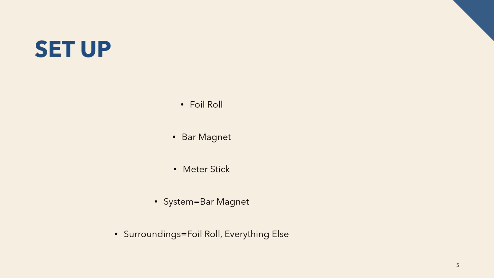So basically our experimental side was we dropped a bar magnet into a roll of foil, and then we measured the dimensions of the foil with the meter stick to be able to do our code. And we used our phones and a recording in order to see exactly how long the bar magnet spent dropping through the foil. And our system was the bar magnet while the surroundings were the foil roll and everything else.